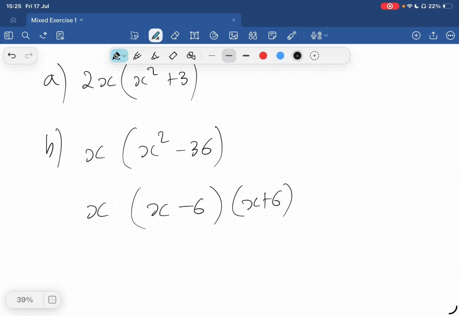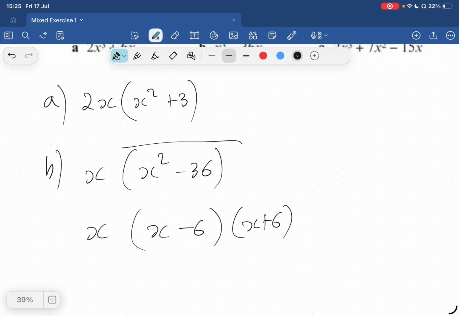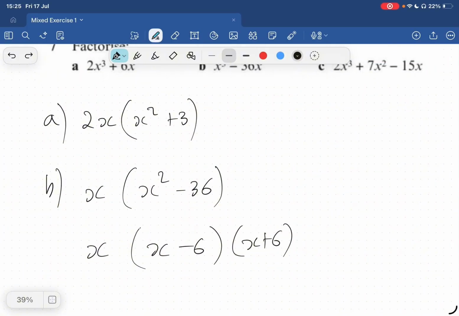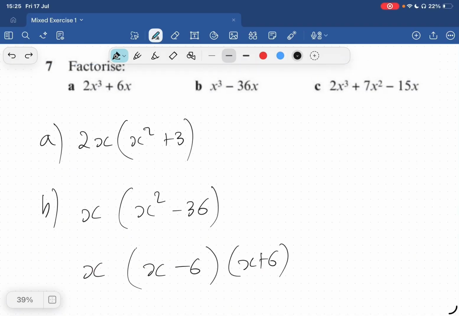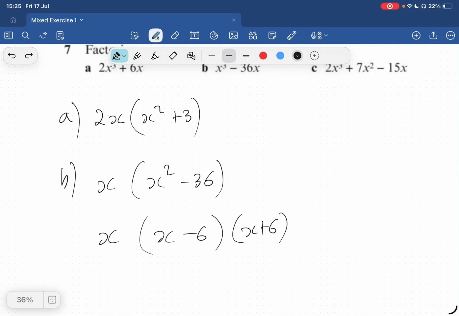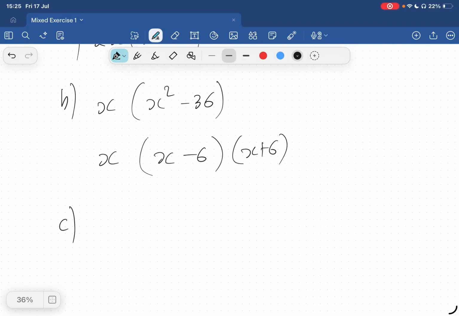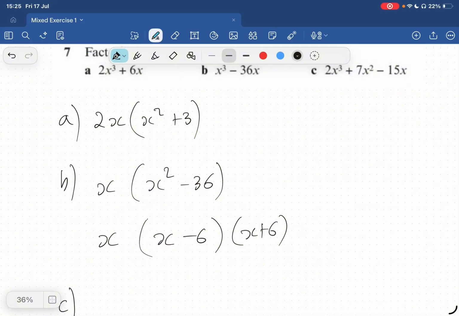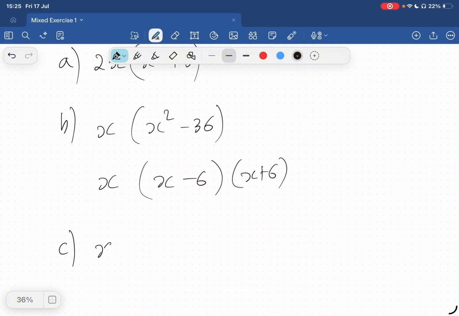So x minus 6, x plus 6. Okay, kind of the square rule here. Okay, should ring a bell when we've got x squared, take away a square number. Good. Now, we can definitely factor out an x, so let's do that.